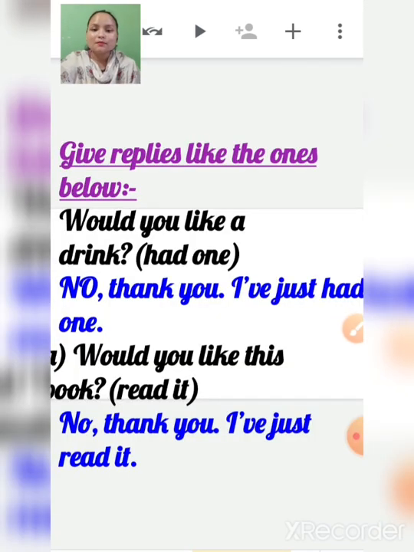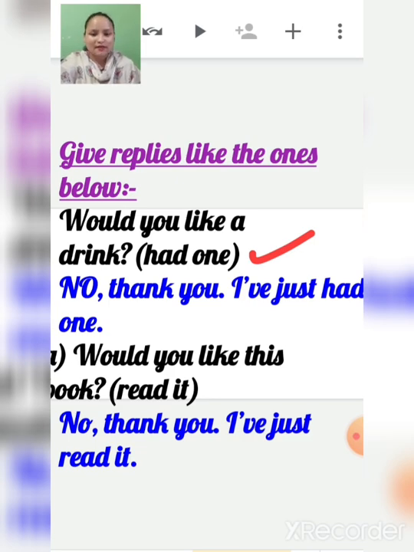Now here, give replies like the ones below. Let's see the example first. Would you like a drink? In bracket you can see 'had one' is there. So while changing the sentence, first you should know where you have to add just and where you have to add almost. And other than that, you have to use these words also, 'had one', which is given in the bracket. So, would you like a drink? In bracket what is given? Had one. No, thank you, I have just had one.